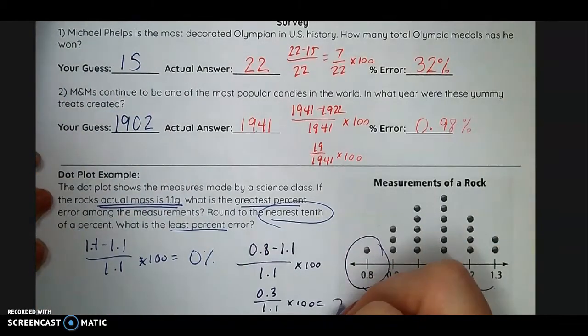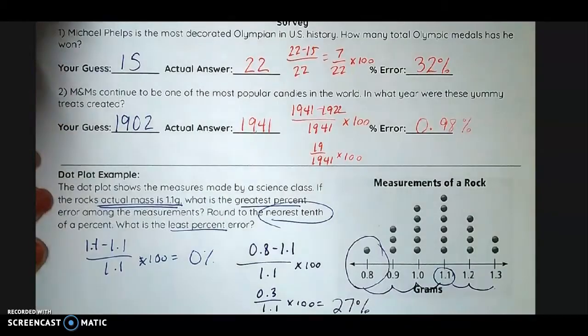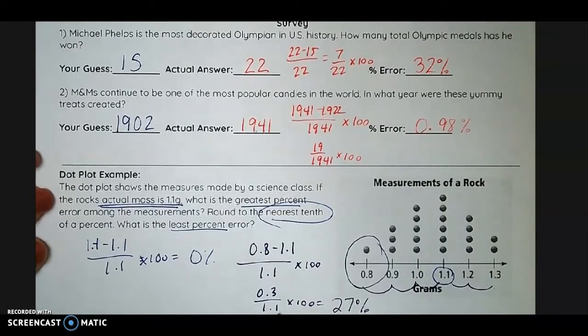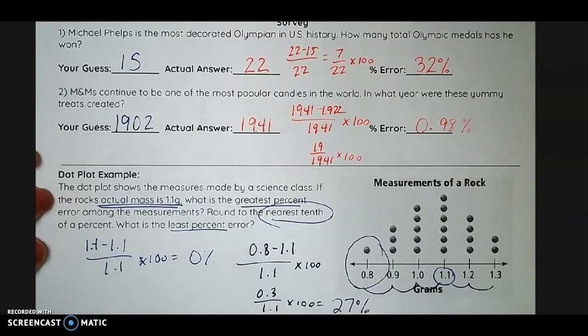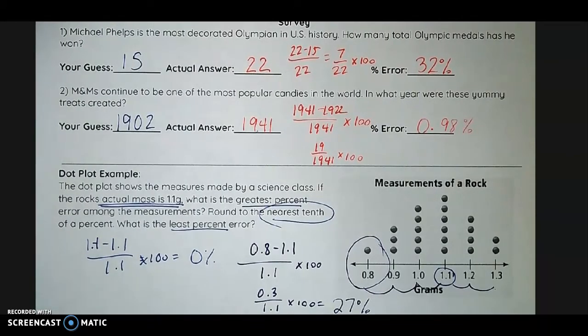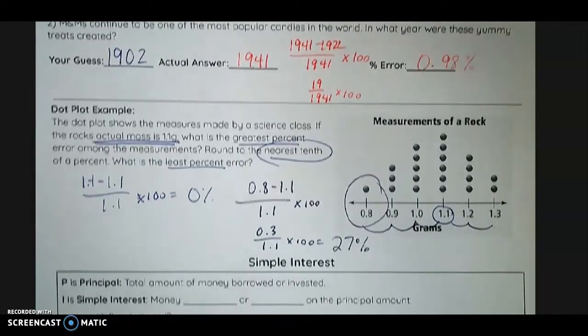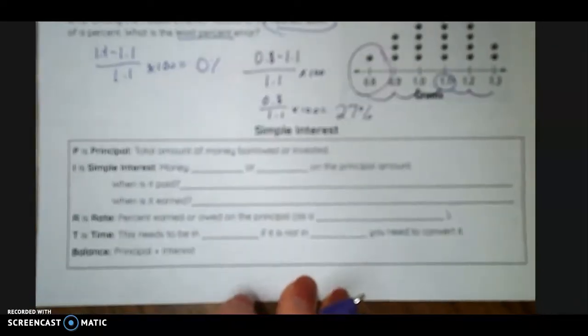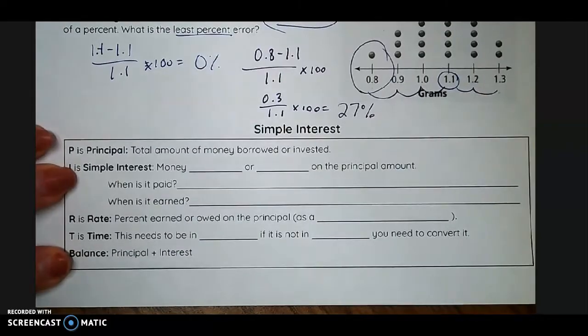Which gives me a percent error of 27%. You're like, Mrs. Williams, that is such a small amount, but because the amount that we're measuring to is also very small, we do have that large percent error. So now would be a good time to go practice some percent error questions, and then you can come back to do the simple interest, or you can keep going. It's up to you. Simple interest we're going to be talking about next.